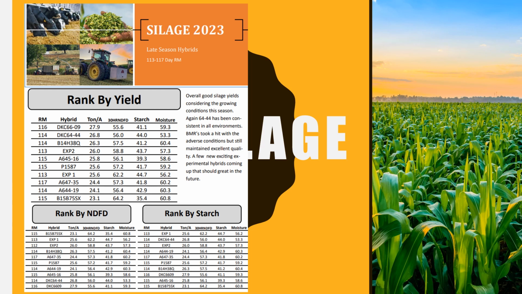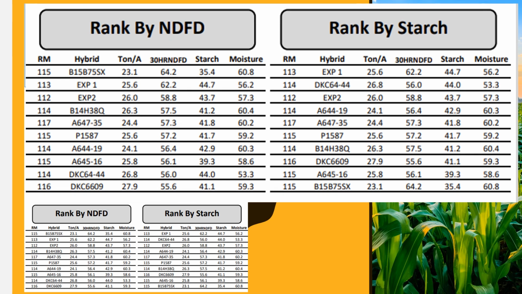Next on the list is B14H38, new one out of Brevant we're looking at. It's first year looking at it. Want to look at it a little more in depth to see what it is, debating if it's a good enough replacement for something like B12F08Q. So down the list a little more, you see a couple more hybrids from other companies than ours, a couple experimentals that we don't have out yet. And then there at the bottom again, BMR didn't do great under the stressful conditions, but did boast significantly better digestibility than the others.